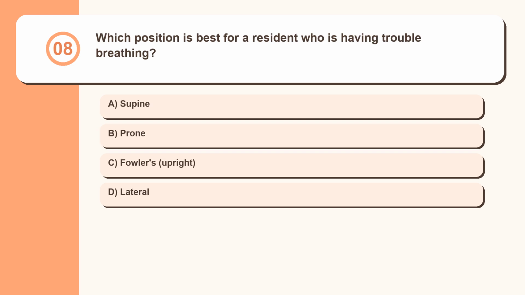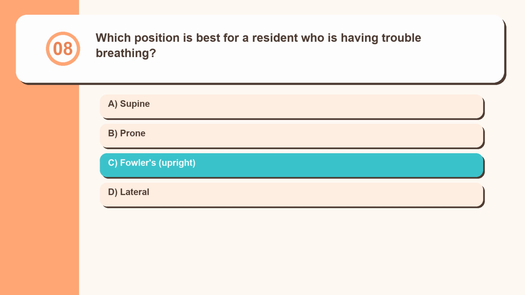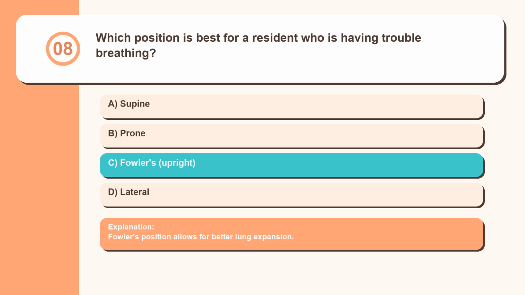Question 8. Which position is best for a resident who is having trouble breathing? Supine, prone, Fowler's, upright, lateral. Fowler's position allows for better lung expansion.